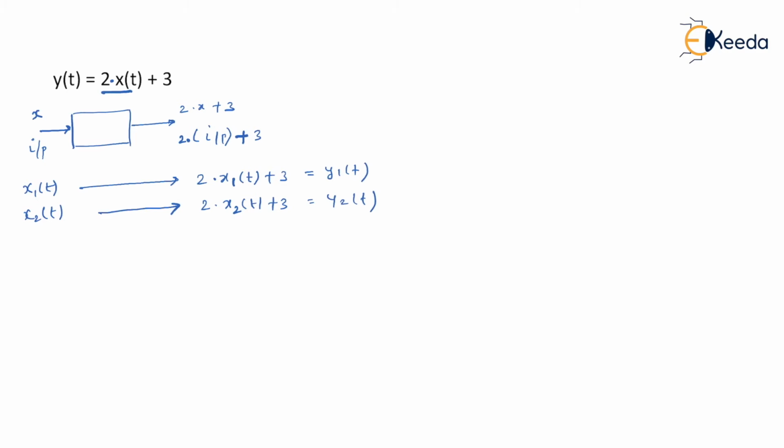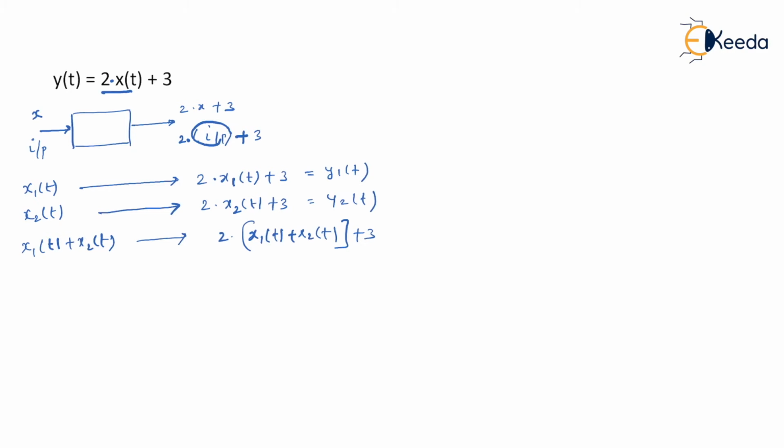Is that right? Now, instead of applying x1 of t and x2 of t separately, let us assume you are applying x1 of t and x2 of t as a sum of input. Then what is going to happen? You know that the nature is it multiplies input with 2, but this time input is x1 of t plus x2 of t. It gets whole multiplied with 2 and then added with 3.